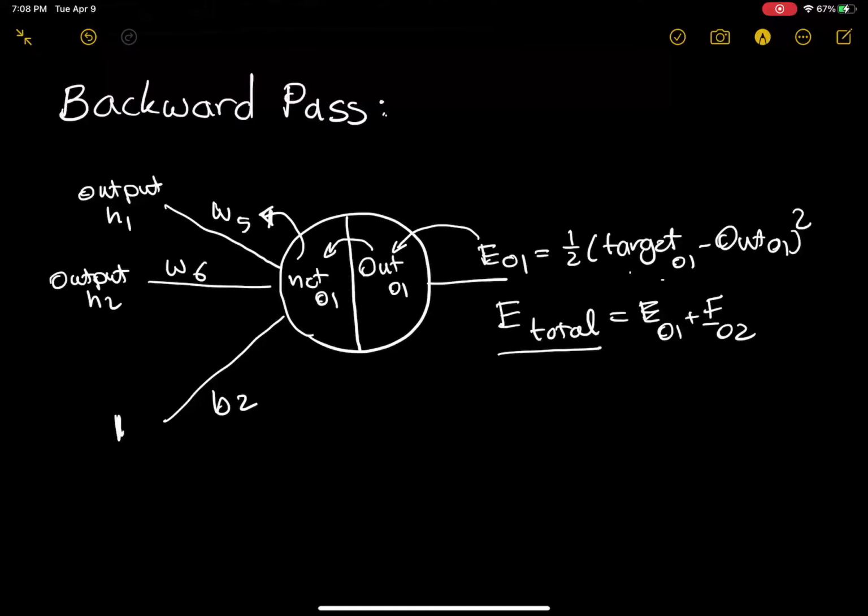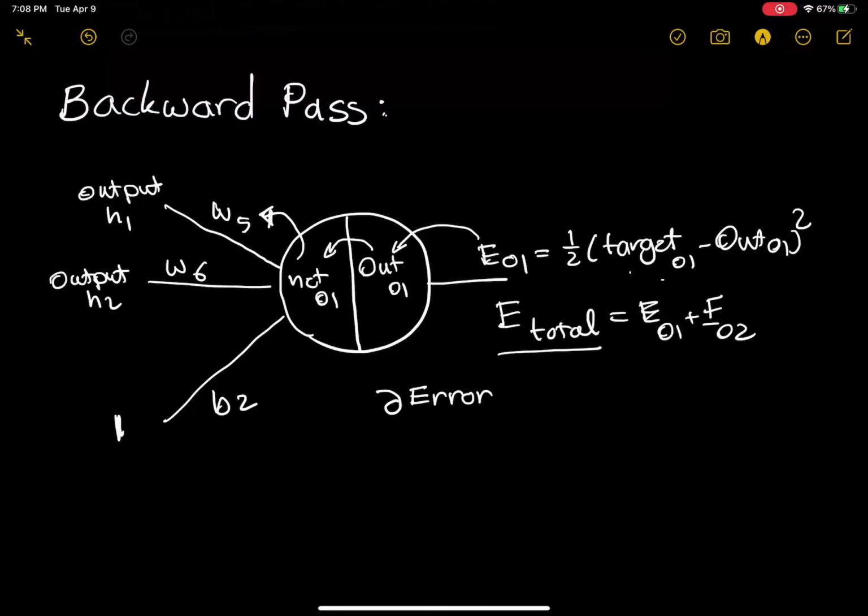Target 0,1 and out 0,1. Out 0,1 is also a function of net, where net is also related to W5. So in other words, remember those derivatives that we wrote in the lecture notes. I'm going to rewrite it here.